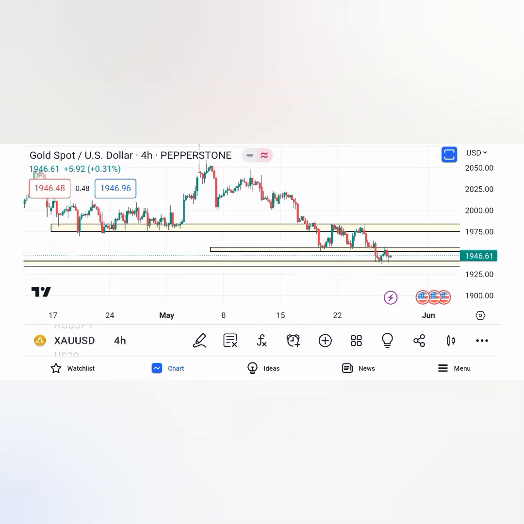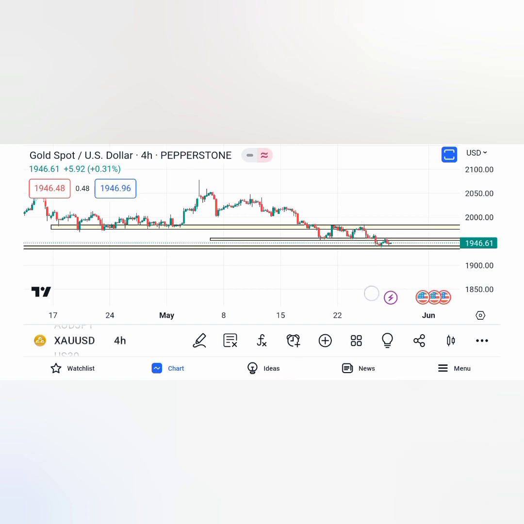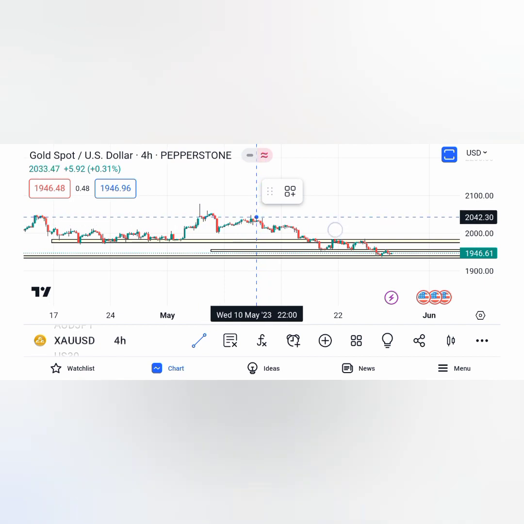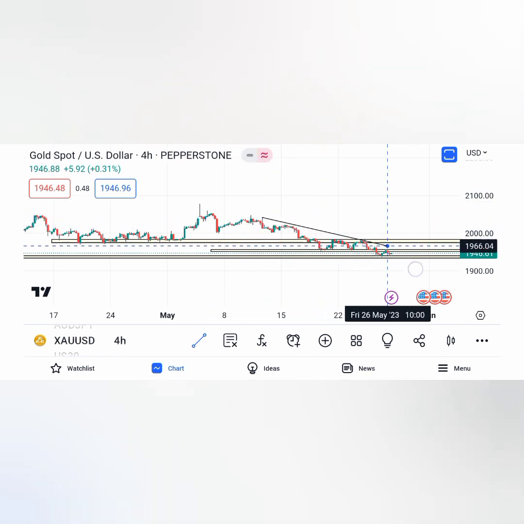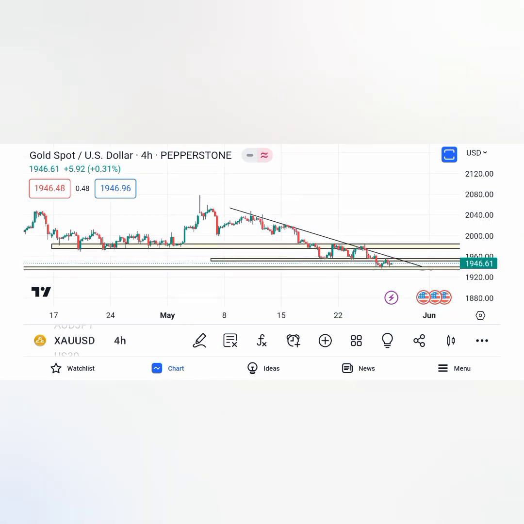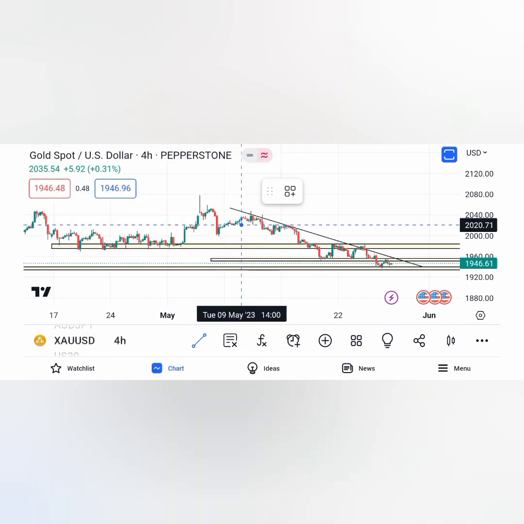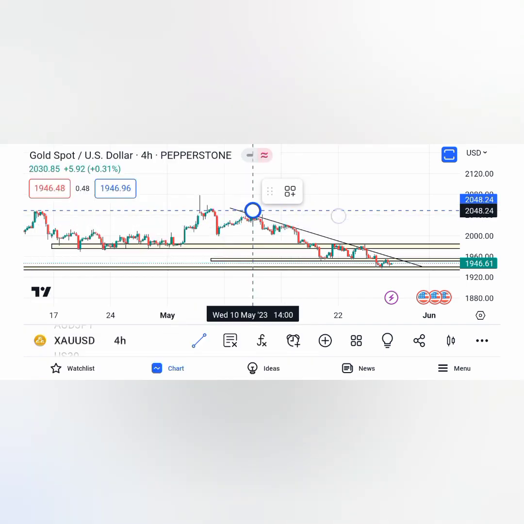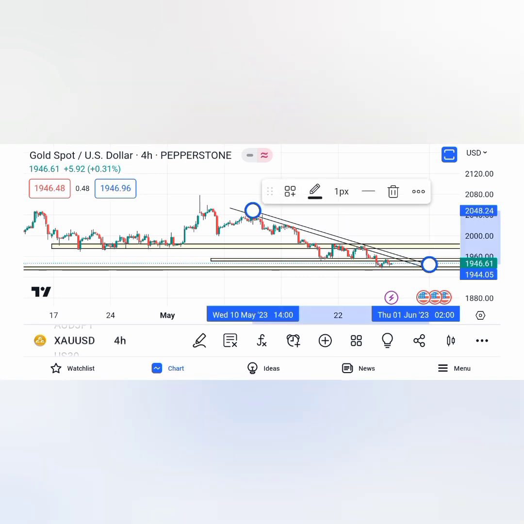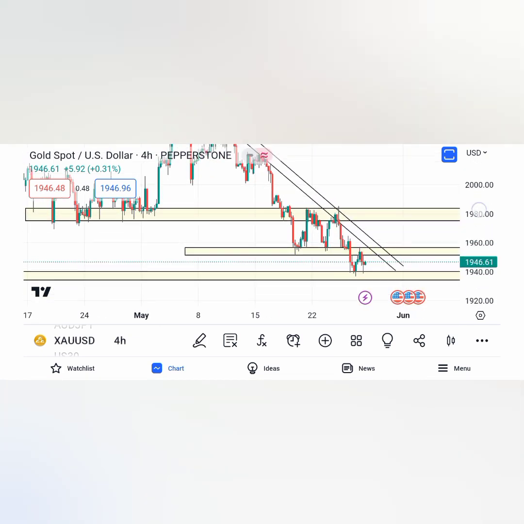On the 4-hour time frame also, we can have a trend line here. Let me modify my trend line a bit. Now let's try to treat the trend line as a zone, like the way we treated our key level. So let's treat it also as a zone.